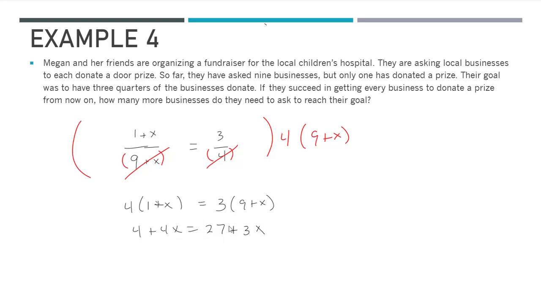Now I just need to solve for x. So I'll subtract 3x from both sides, so my left side is left with x, and then I'll subtract 4 from both sides, so I get x is 23. So they need to ask 23 more businesses to get 3/4.